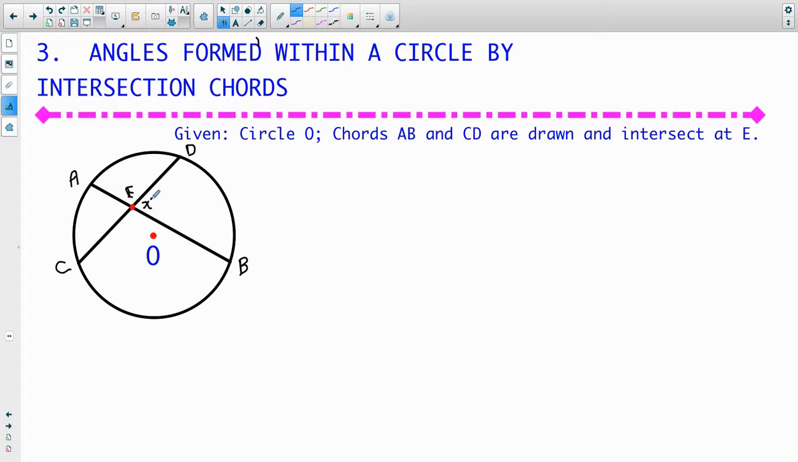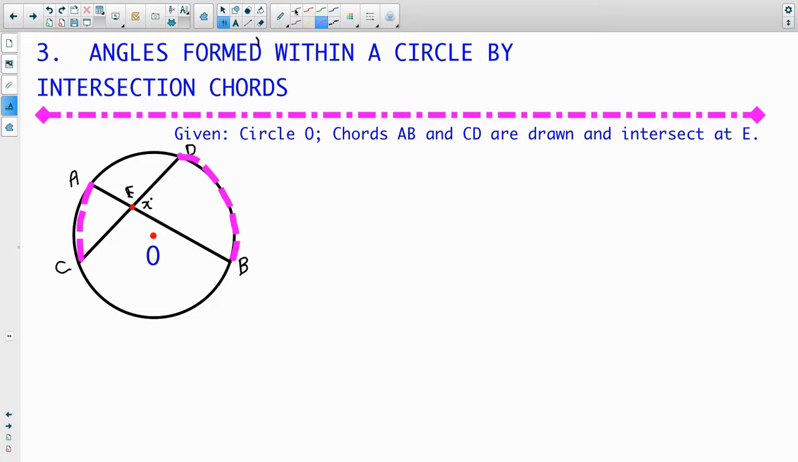So let's just say that this angle right here is x degrees. That would mean that the angle on the other side is also x degrees, because vertical angles are congruent. Now, we're also going to notice that those 2 angles create 2 different intercepted arcs. The angle that I marked as x will have arc DB as its intercepted arc, and its congruent vertical angle will have arc AC as its arc.